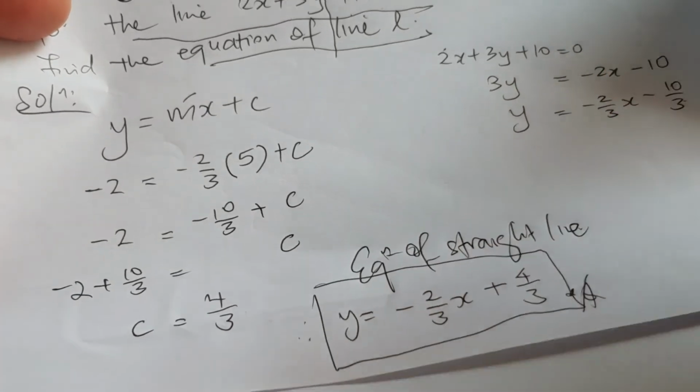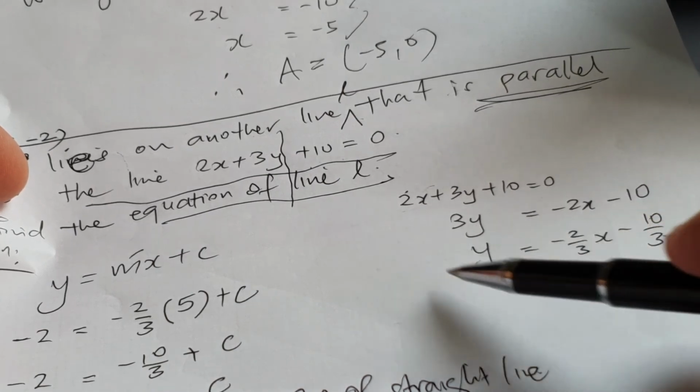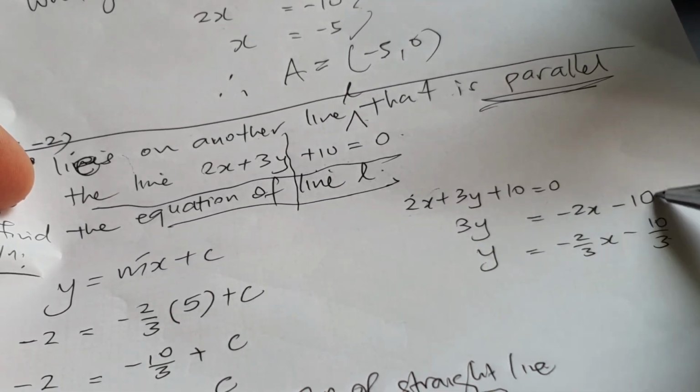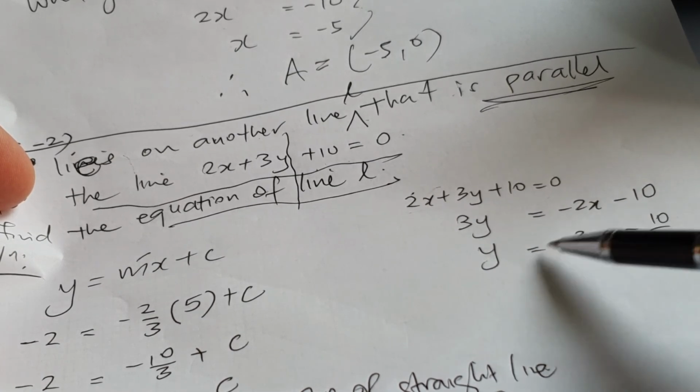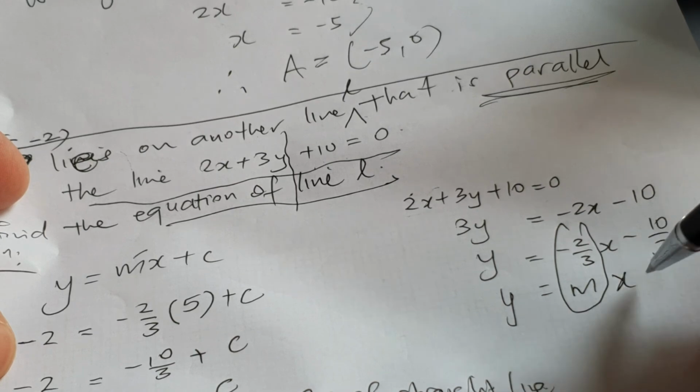Okay, are we clear? So always, if they give it to you in this form and not in this form, you do this first and divide them individually, so that you get y equals mx plus c.